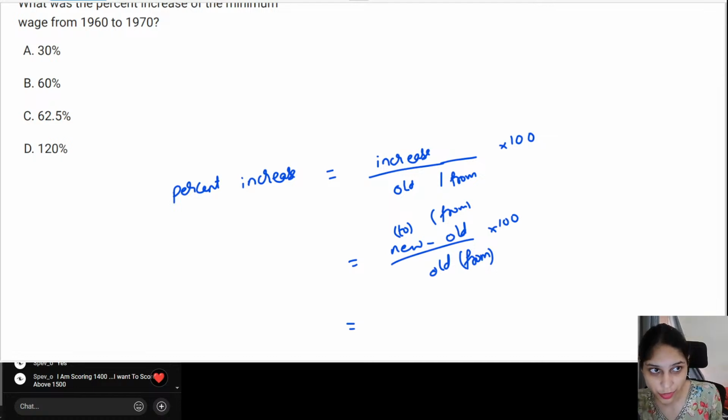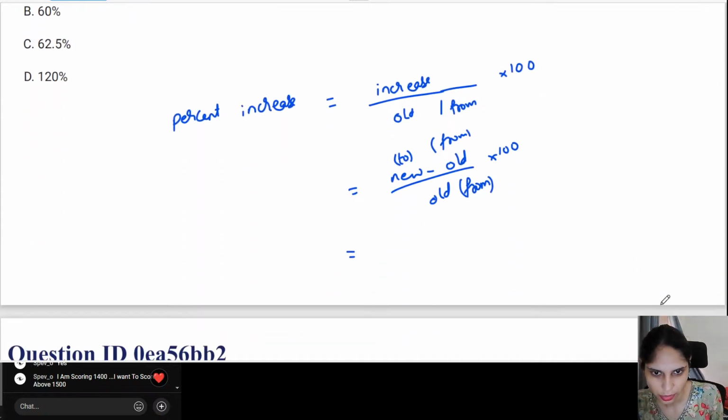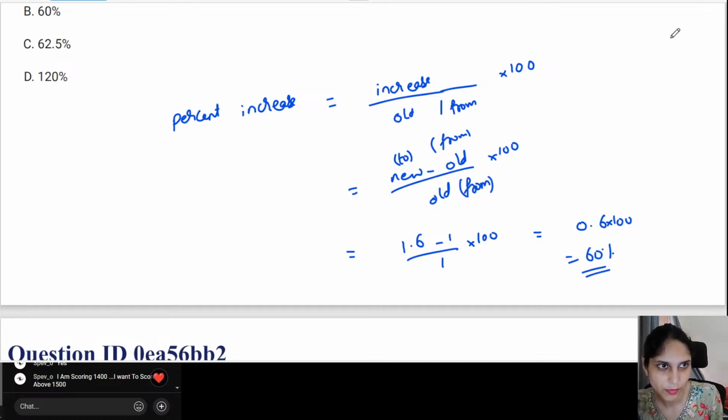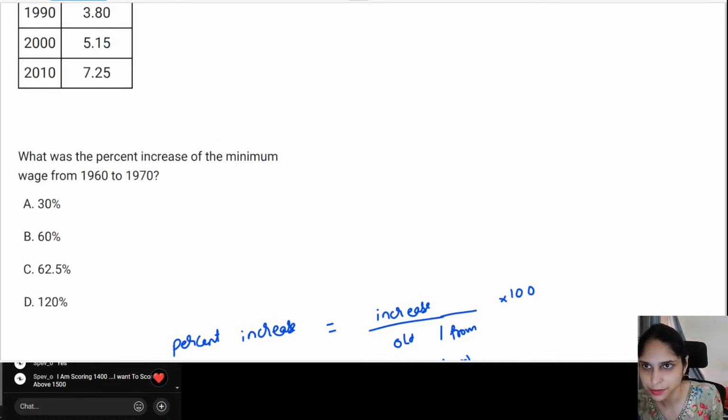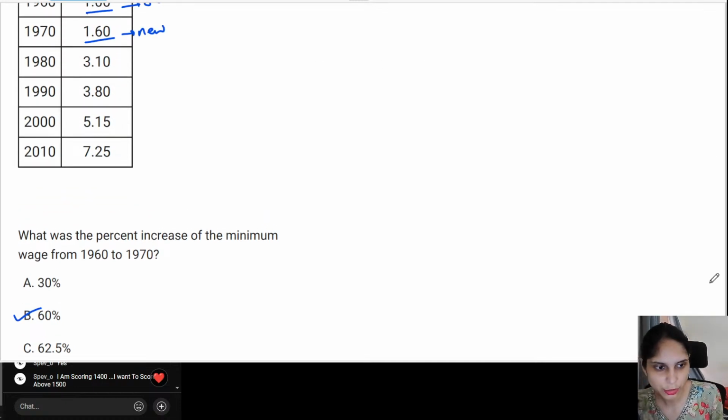And you have to look at the minimum wage. So now you go to the table. This is your new, 1.6, old is 1. Now this is a fairly simple question because you're just dividing by 1. So 1.6 minus 1 divided by 1 times 100. 0.6 times 100, that is 60%. Okay, so the answer is 60%. So just remember the formula and you'll be good to go.